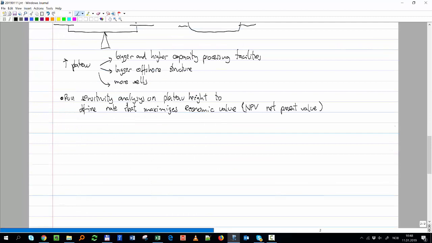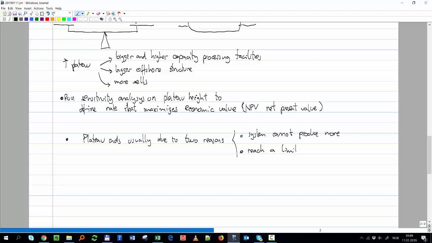Okay, now going back to this comment on the processing facilities. So the plateau ends, and usually it's due to two reasons. Simply, my system cannot produce more. It's a physical constraint. And the other reason is because I have reached one of the constraints, a limit, on the processing facilities.